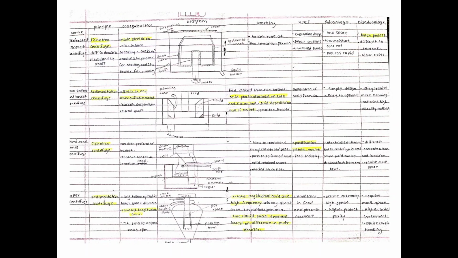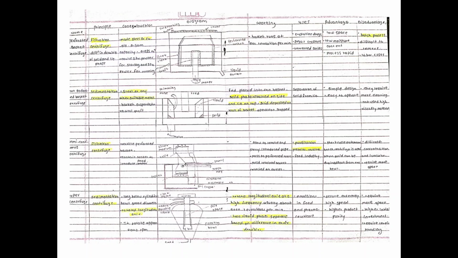Next, classification of centrifuges. Centrifuges are classified based upon mechanism: sedimentation centrifuge and filtration centrifuge. Examples of sedimentation centrifuges are the horizontal continuous centrifuge, super centrifuge, conical disc centrifuge and non-perforated basket centrifuge. Filtration centrifuges are the semi-continuous centrifuge and perforated basket centrifuge. Sedimentation means settling down of particles due to high density or high molecular weight.